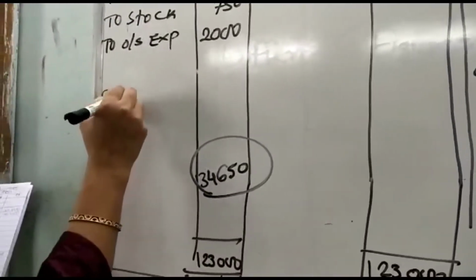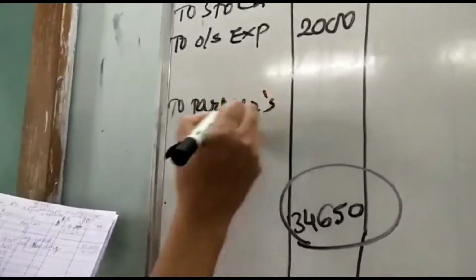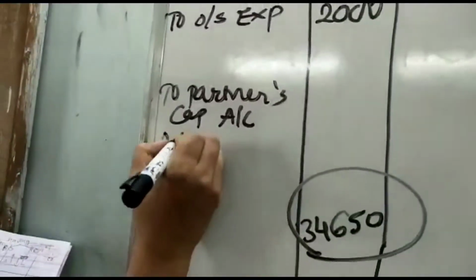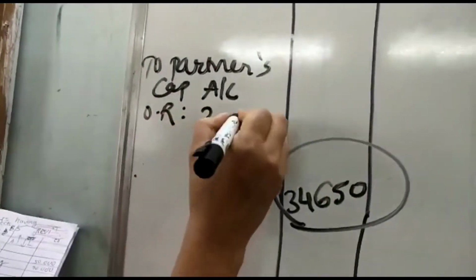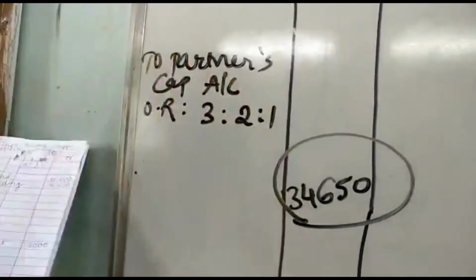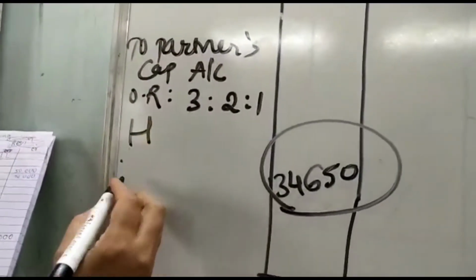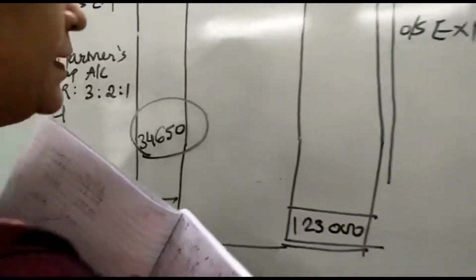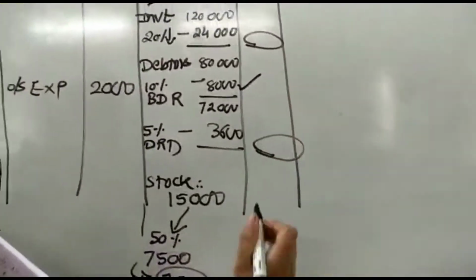Let me write to partners' capital account. In which ratio? There I have written, old ratio always, 3:2:1, where there are three partners H, D and N. Let me show you this working.